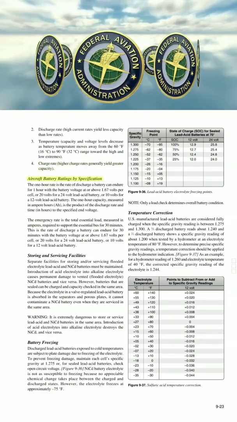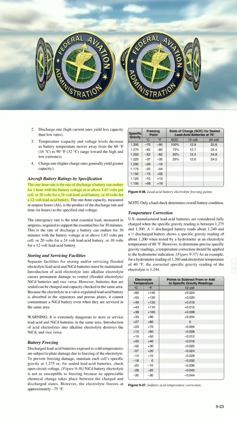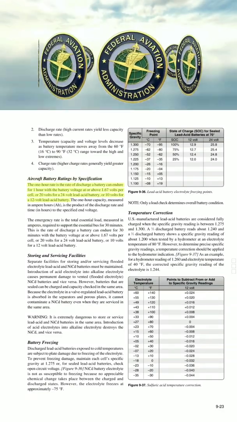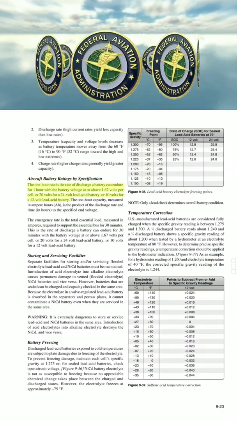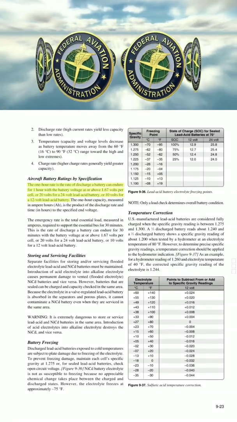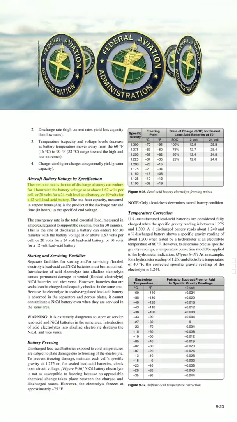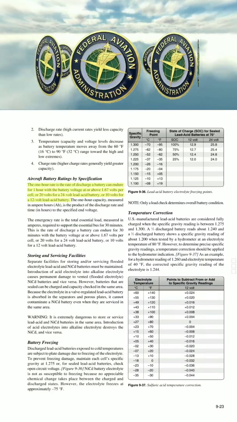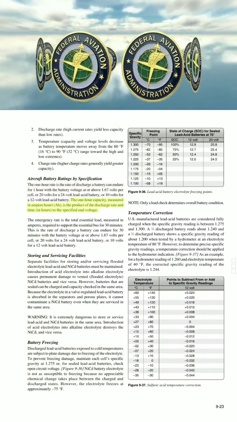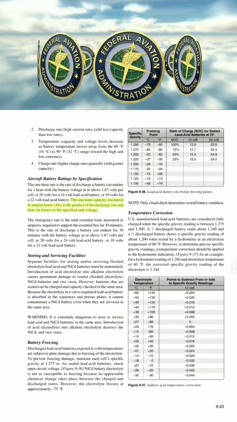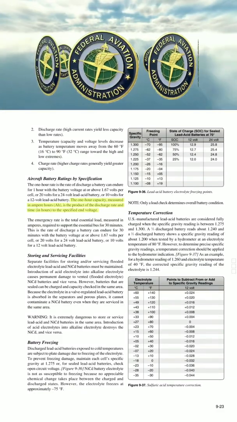Aircraft battery ratings by specification. The 1-hour rate is the rate of discharge a battery can endure for 1 hour with the battery voltage at or above 1.67 volts per cell, or 20 volts for a 24-volt lead-acid battery, or 10 volts for a 12-volt lead-acid battery. The 1-hour capacity, measured in ampere hours, is the product of the discharge rate and time, in hours, to the specified end voltage.